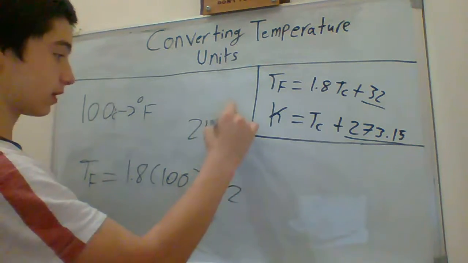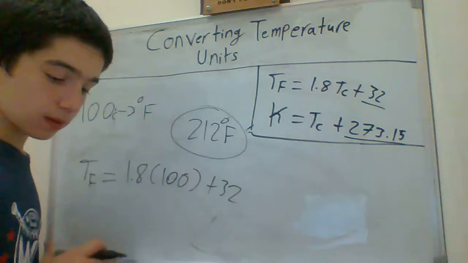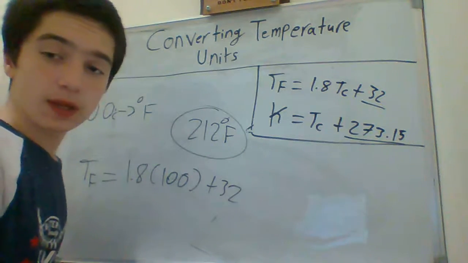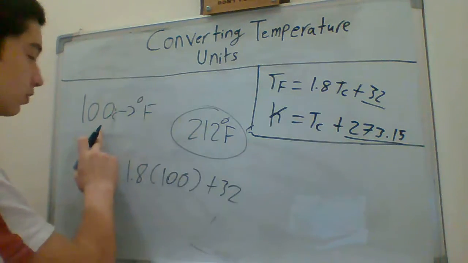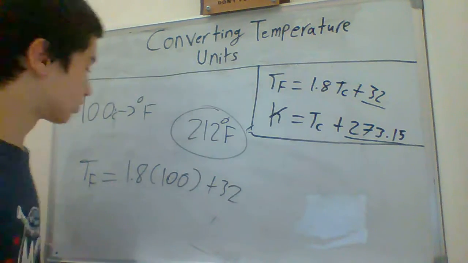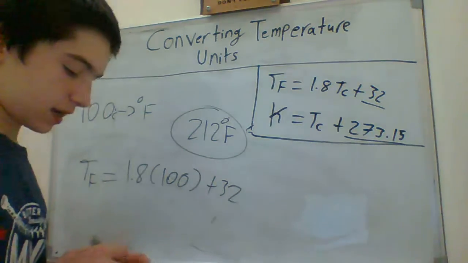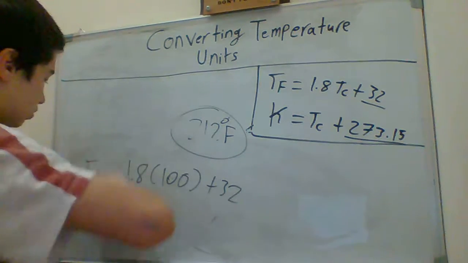and that will equal 212 Fahrenheit. So what is the boiling point of water in Fahrenheit? It's 212 Fahrenheit, and what's the boiling point of water in Celsius? It's 100 Celsius. Next question. Now the next question is going to be about Kelvin. So let's start.